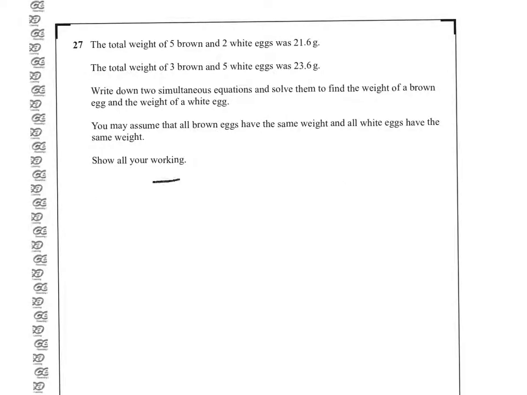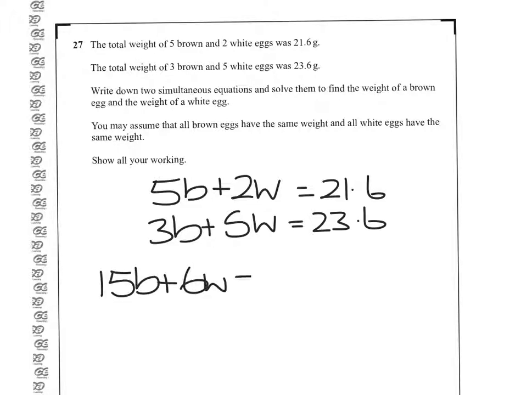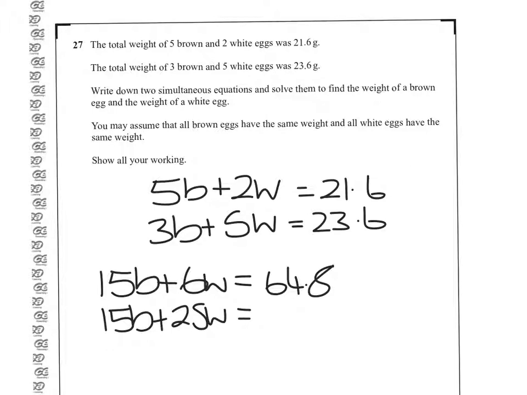So the total weight of 5 brown and 2 white eggs is 21.6. The total weight of 3 brown and 5 white is 23.6. We want to make the coefficient of either b or w the same. I'm going to make it b. So I'm going to multiply the first equation by 3. 15b plus 6w equals 64.8. Second equation, I'm going to multiply by 5. 15b plus 25w equals 23.6 times 5, which is 118.